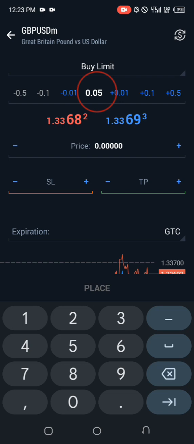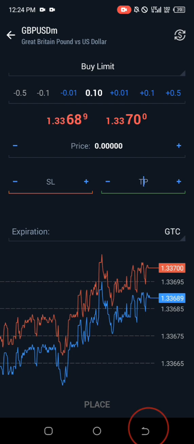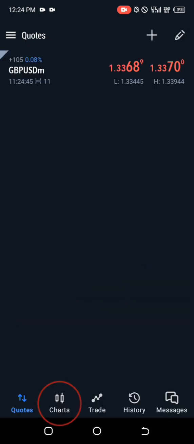So for my $100 account, which is the demo we want to trade, let's use 0.1. The higher the number, the higher the risk. So 0.1 is a very good one to use for a $100 demo. We can see how it goes from here. So let's go back and now let's try and place a trade.